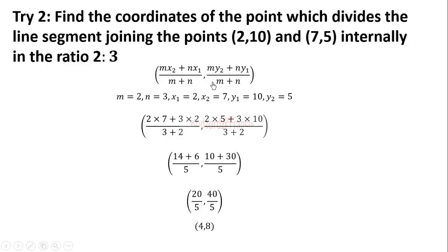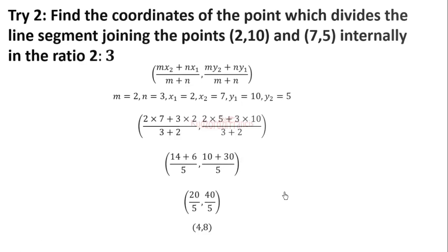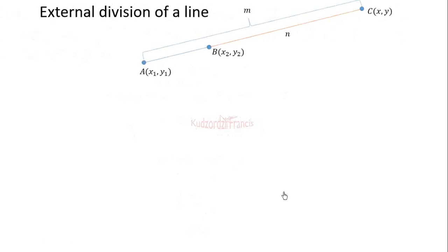Hence the point that divides the line segment joining the points 2, 10 and 7, 5 internally in the ratio 2:5 is 4, 8. Now let's proceed to the external division of a line.